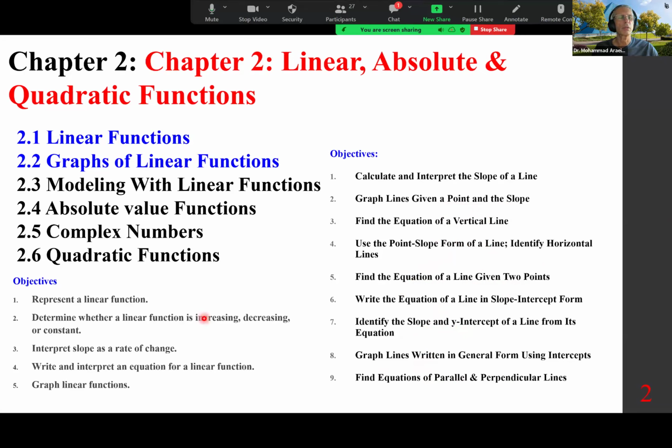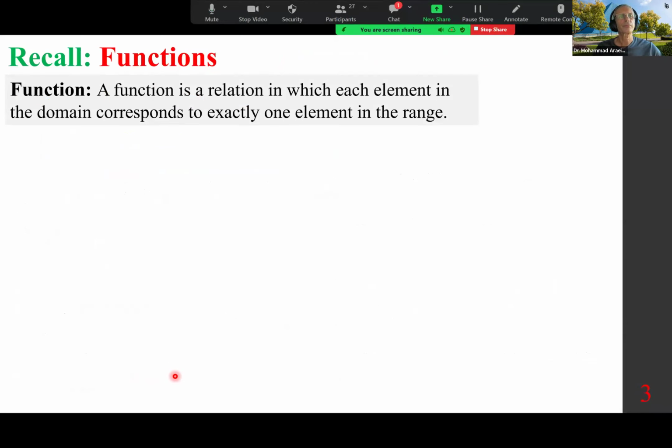and perpendicular lines, represent a linear function, determine whether a linear function is increasing, decreasing, or constant, interpret slope as a rate of change. And of course, we've seen that before, write and interpret an equation for a linear function, graph linear functions. So, recall. Function.